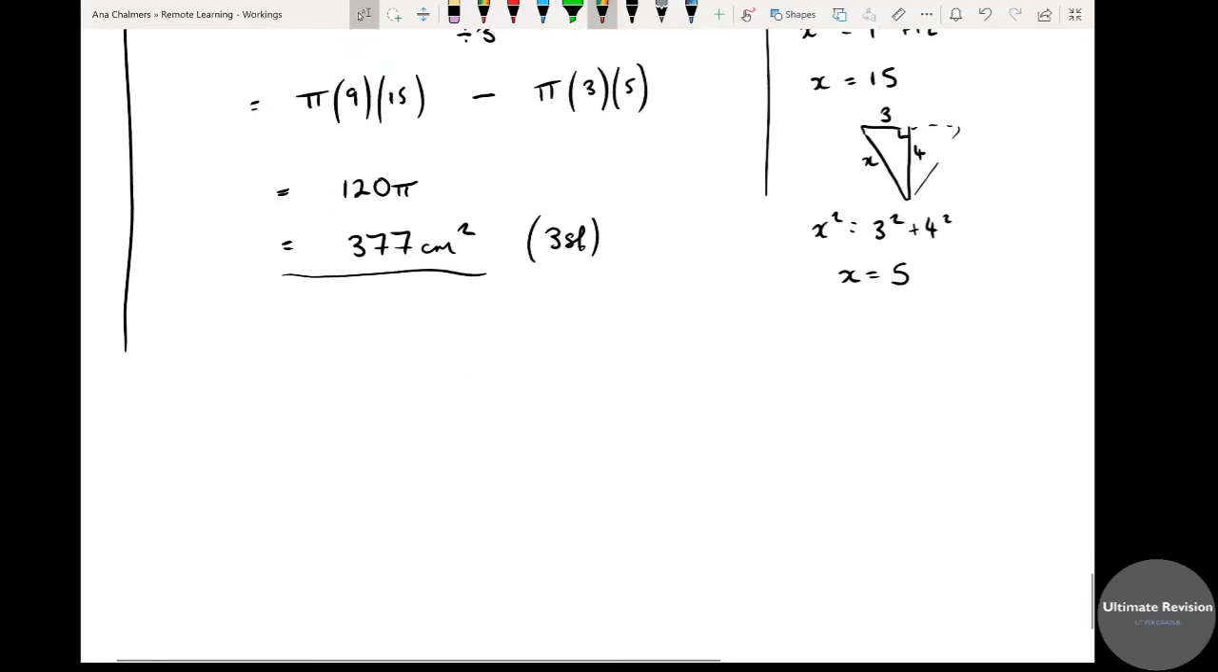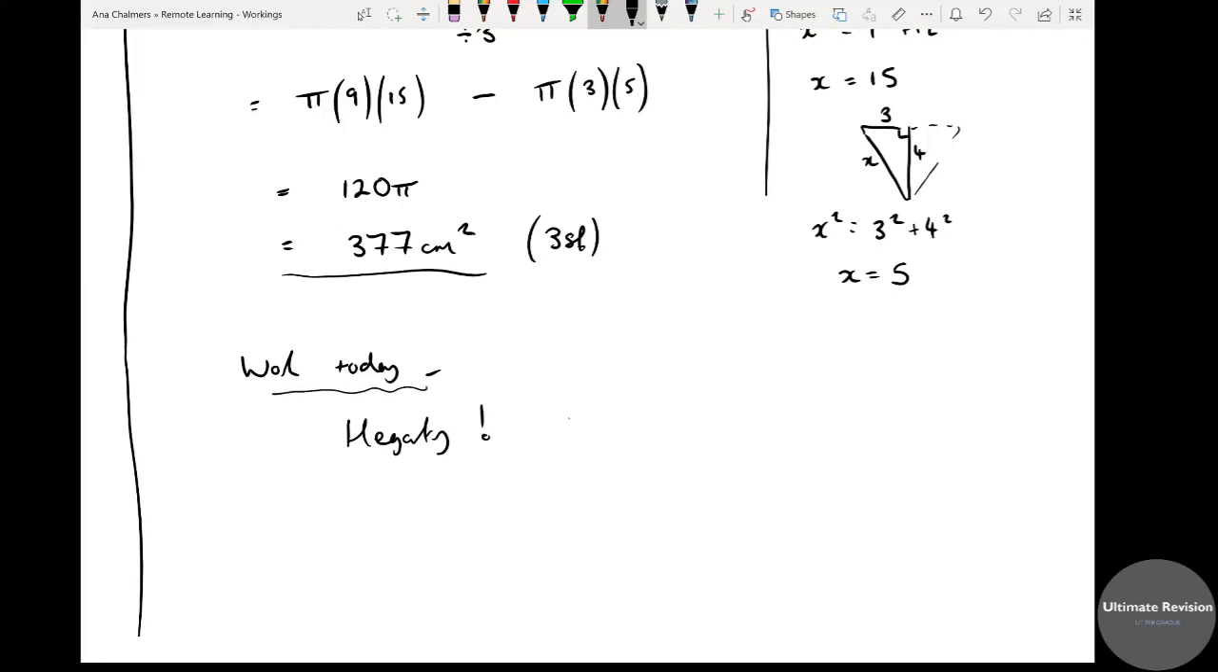Okay. Right, we're not going to do anything new today, but your work today is, you'll be pleased to know, Hegarty is back up and running. So I'm going to clear some of your tasks, and I'm just going to set you probably the task on surface area that I did set the other day. If you've already done it, I may be setting you another one as well. But what you need to do today is complete the Hegarty task and upload workings to your OneNote page.